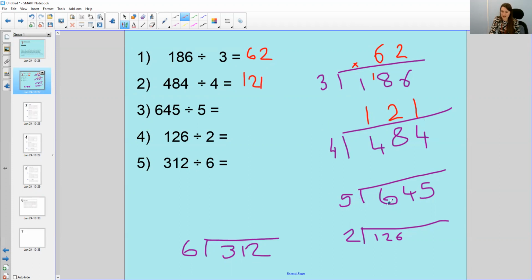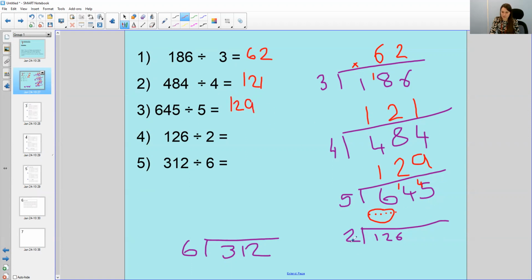Moving on to question 3, how many 5s go into 6? Remember, you can draw dots. If I draw 6 dots and think how many groups of 5, there'd be 1 group of 5 with 1 left over, which is regrouped. Now, how many 5s into 14? That would be 2 groups of 5, remainder 4. And how many 5s into 45 is 9, so 129.